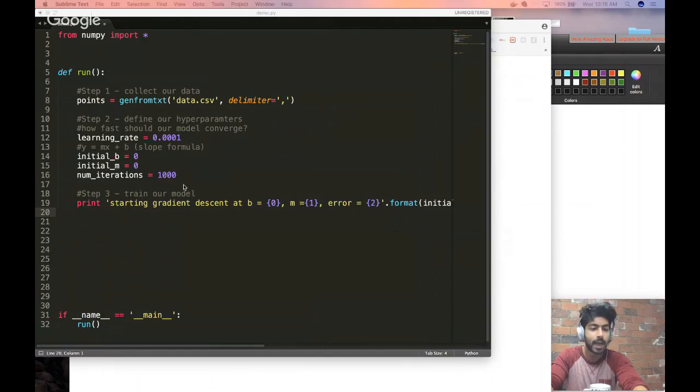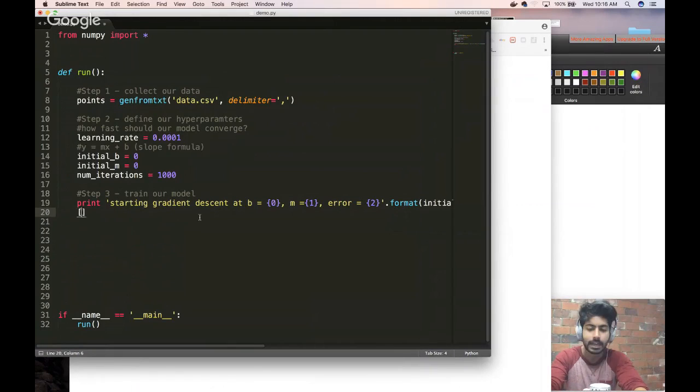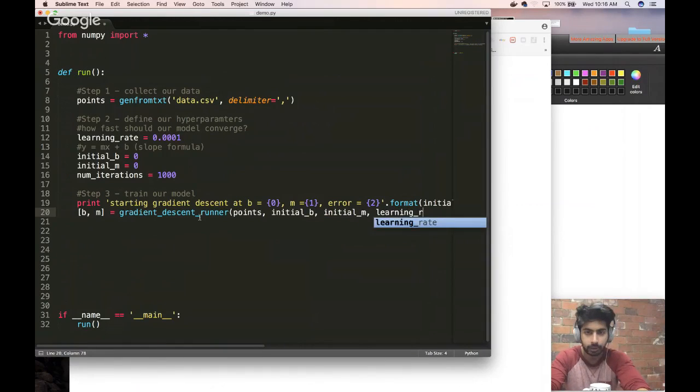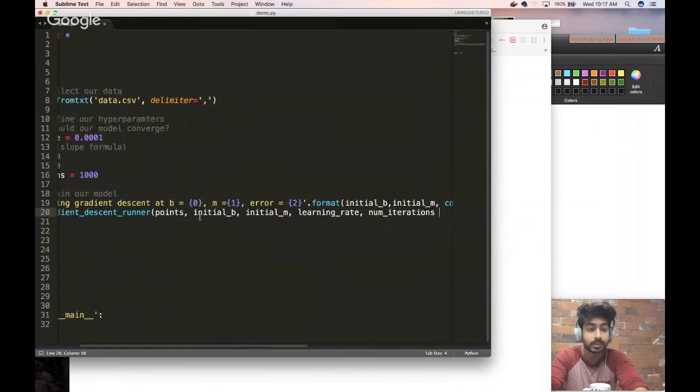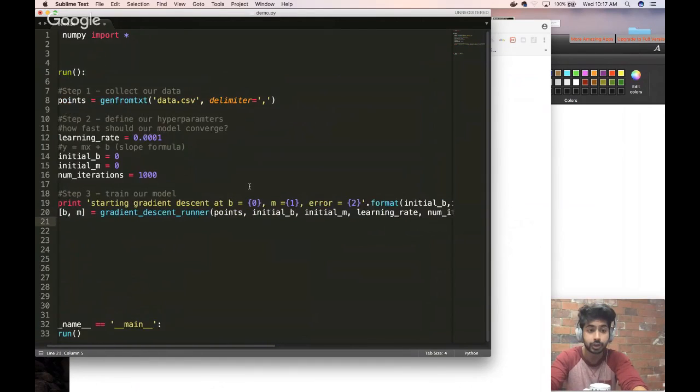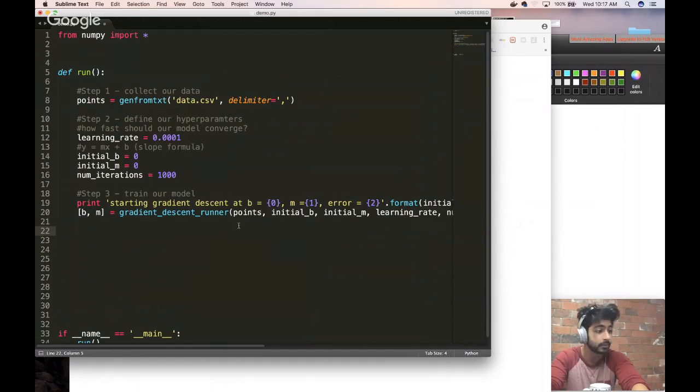And now we're going to actually perform our gradient descent, and it's going to give us the optimal slope and the optimal y-intercept. For gradient descent, we're going to call a method, the gradient descent runner. Given points, an initial b value, an initial m value, our learning rate, and the number of iterations, this is where we're going to use all those hyperparameters, because this is where we're training our model. We're going to define these functions in a second. We're going to go deep dive and define these functions.